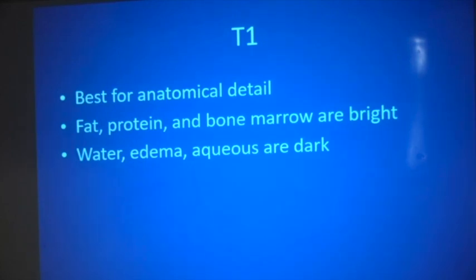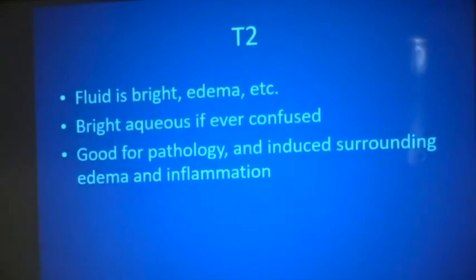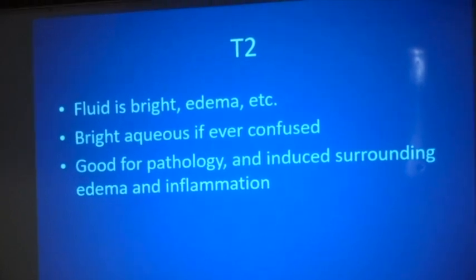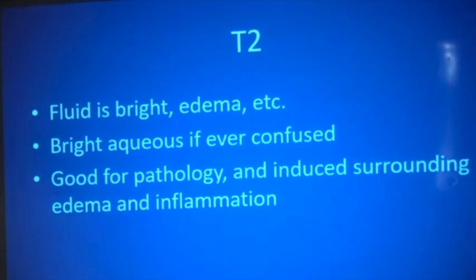T1 is best for anatomical detail. When you want to look at the anatomy of something really well, the fat, the protein, the bone marrow are relatively bright. And water, edema, aqueous fluid, all of that are relatively dark. In T2, the fluid is very bright. If you have edema or swelling, you're looking at the aqueous or the vitreous. Those things are very bright.